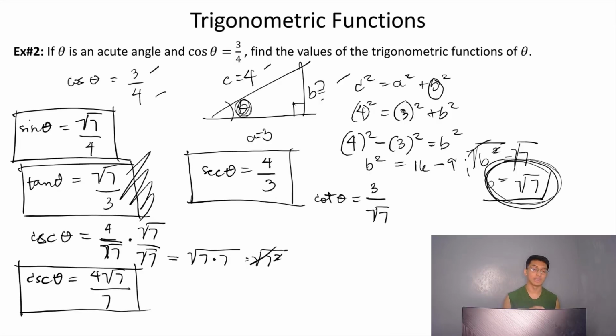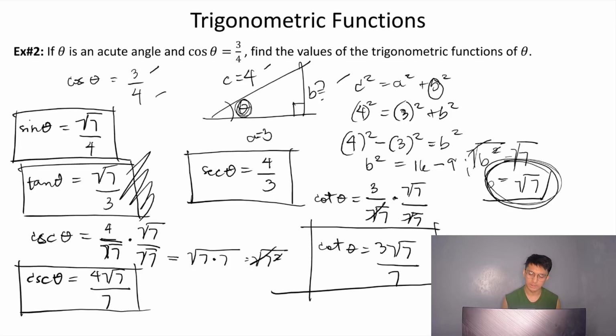Again, we have a radical on the denominator, so we rationalize the denominator. Multiply by square root of 7 over square root of 7 para makancel natin yung radical niya. So now, for cotangent theta, we have 3 square root of 7 over 7. Ito na po yung ating panghuling trigonometric function value.